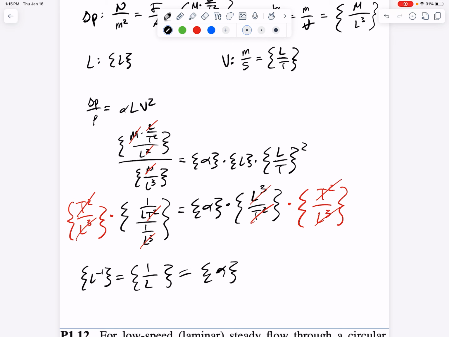Any questions about this problem? If not, the next problem is pretty similar, so let's just hop to that.